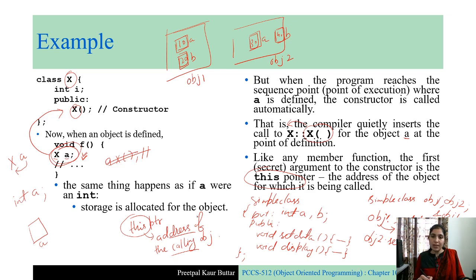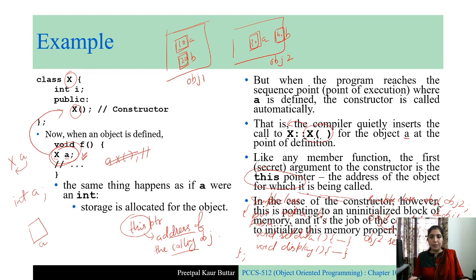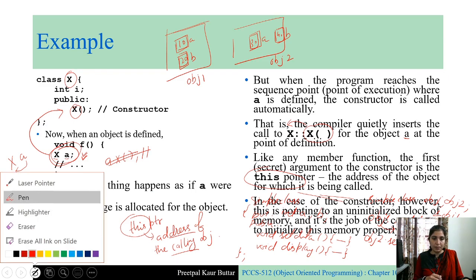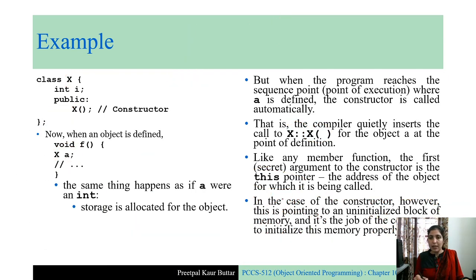So the same thing happens when you are calling a constructor, because a constructor is also a member function of a class. So by default, the address of the object for which it is being called is implicitly passed. Implicitly means it is passed automatically without passing it explicitly. Let me erase this content. So in the case of a constructor, however, the this pointer is pointing to an uninitialized block of memory.